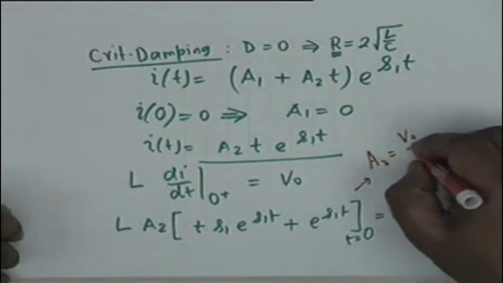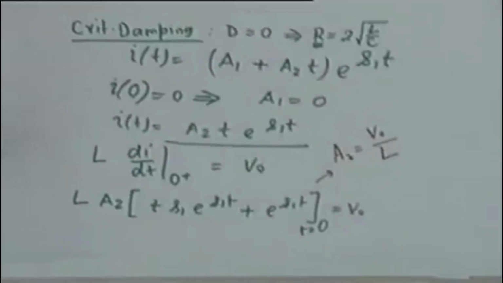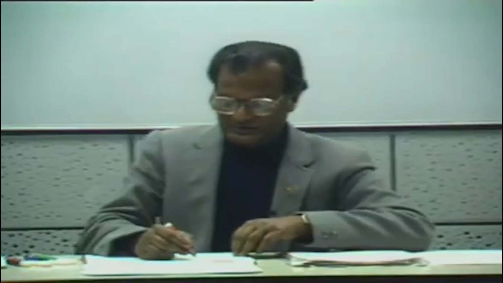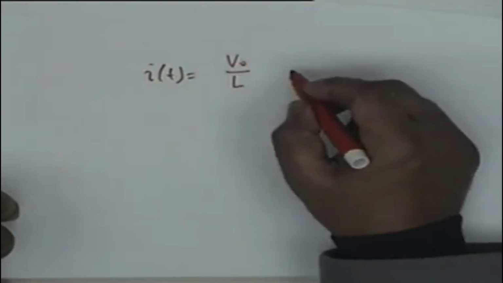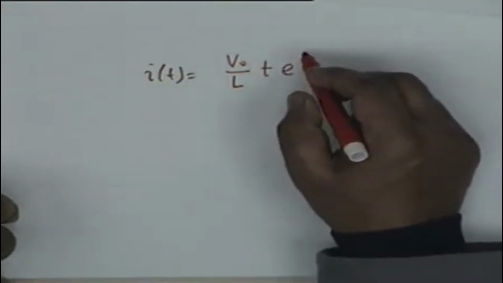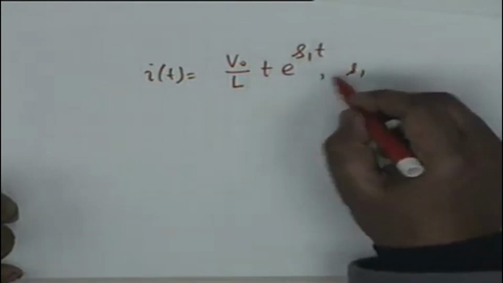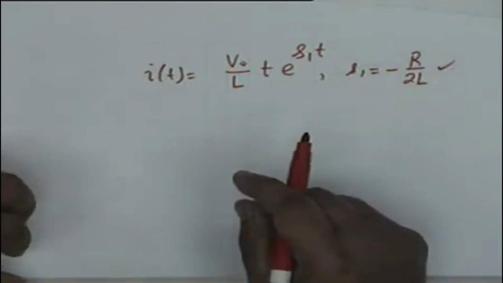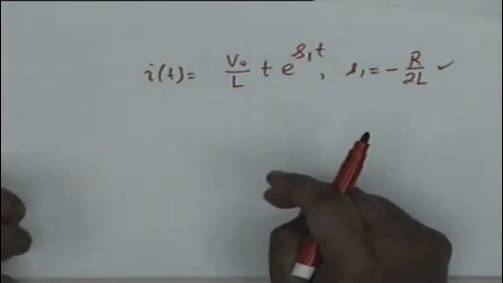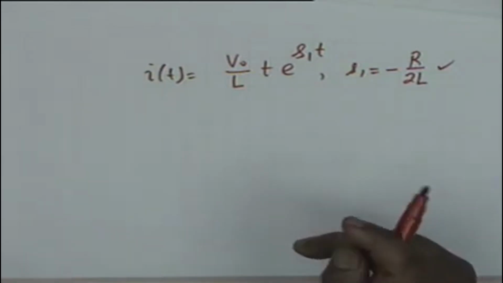A2 is V0 by L. No longer omega 0 comes, alright? A2 is V0 by L, which means that my total solution is given by V0 by L t e to the S1t, where S1 is equal to minus R by 2L. This is the solution to the equation when the two roots are coincident.